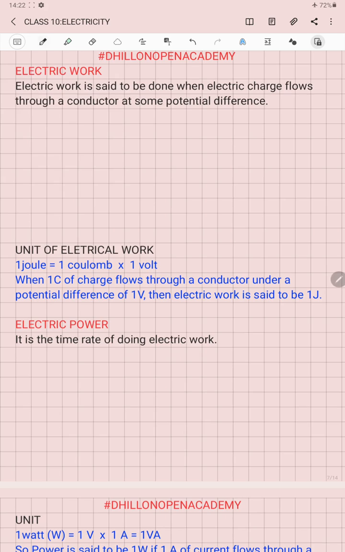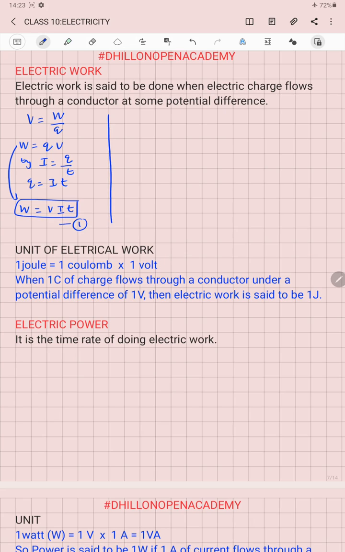From the definition of electric potential difference, we know that potential difference V is equal to work done per unit charge. So in this case, electrical work done will be equal to charge into the potential difference. By the definition of current, I is equal to Q by t. So Q will be equal to I t. Therefore, the expression for electrical work will be equal to V I into t. This is one expression for the electric work.